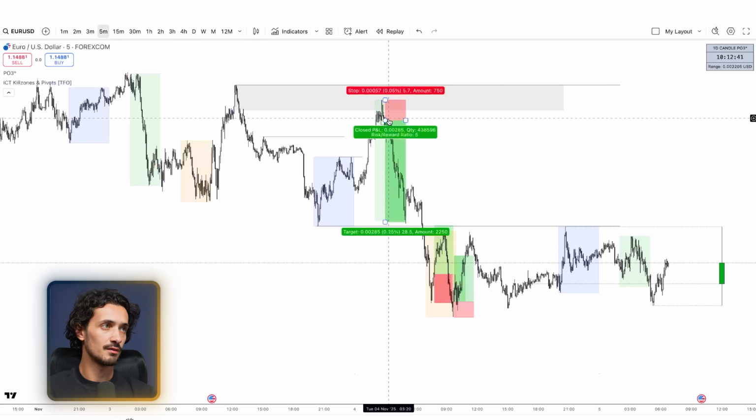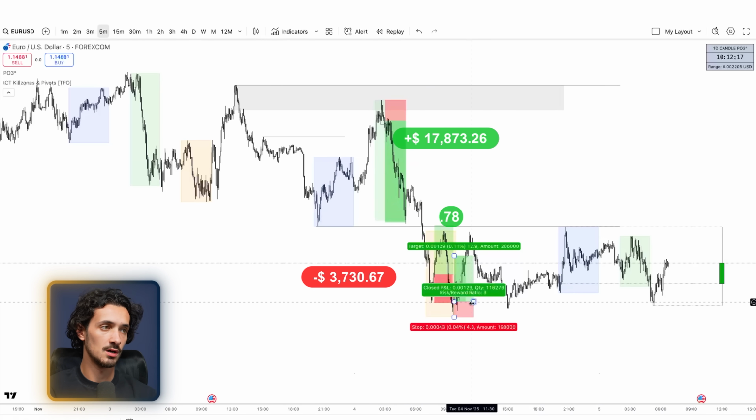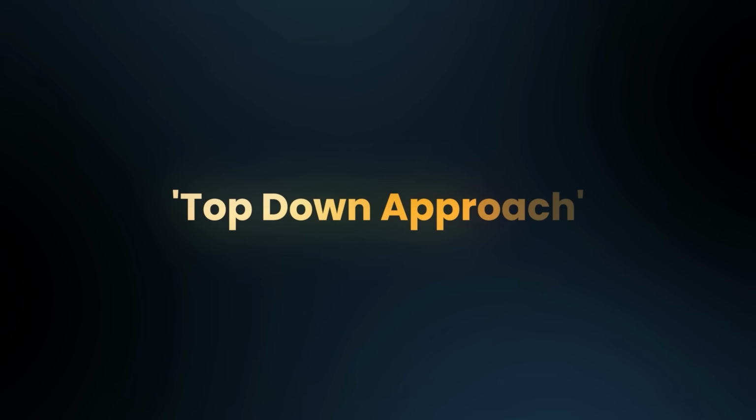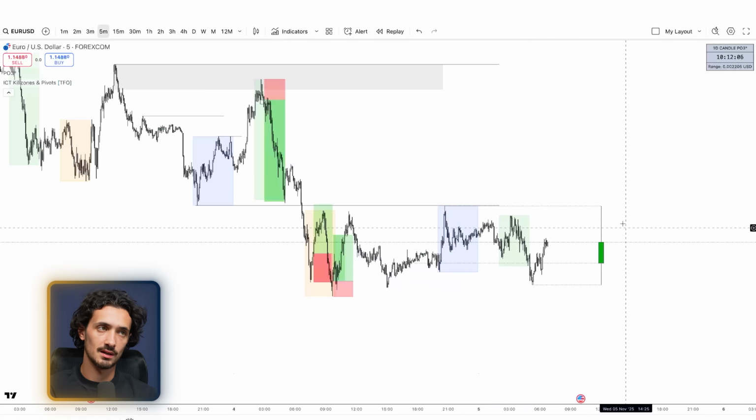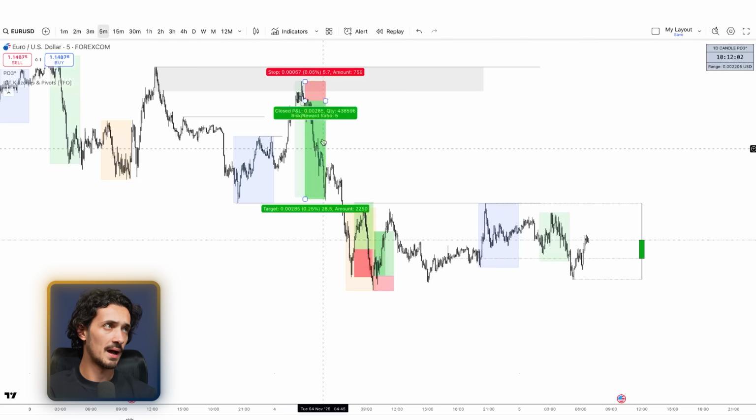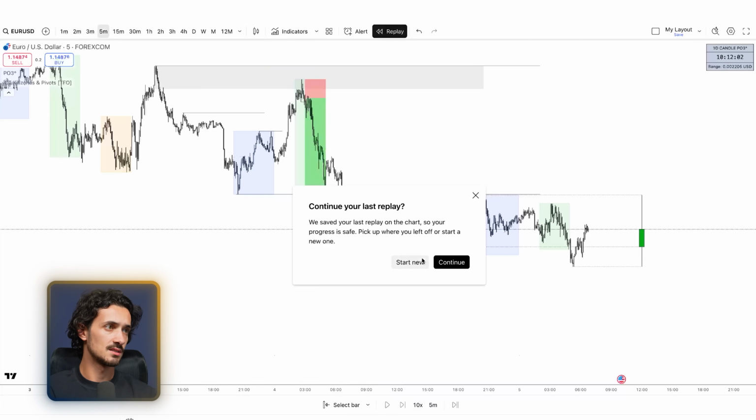You can see here 3 trades that have been taken. 1 winner, 1 loser, and another winner. And I'm gonna break down every single one of those trades, but most importantly, I'm gonna break down the top-down approach that I took to take these trades in the first place. And that all starts with this thing right here. So let's go back to before these trades are taken.